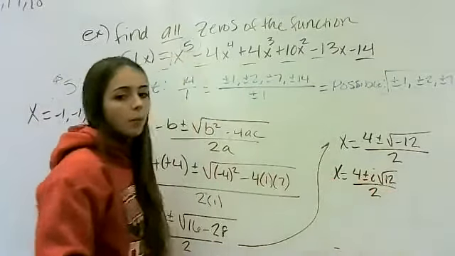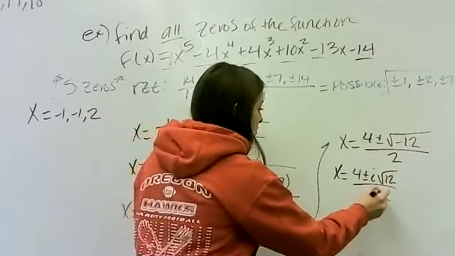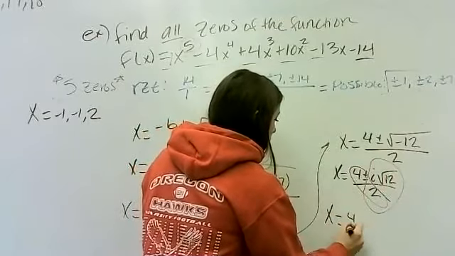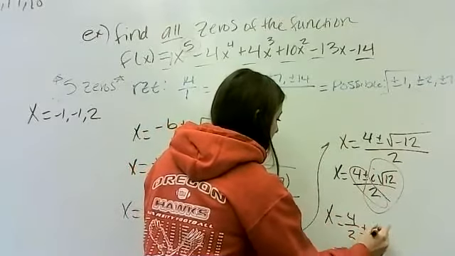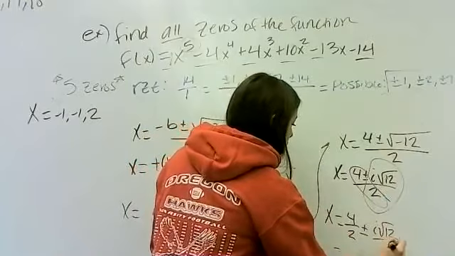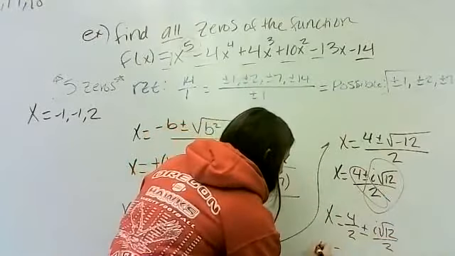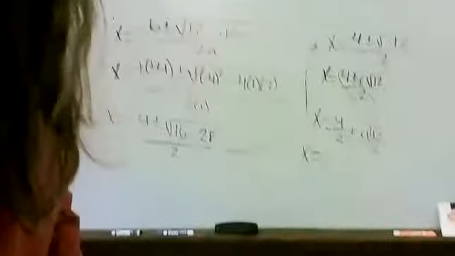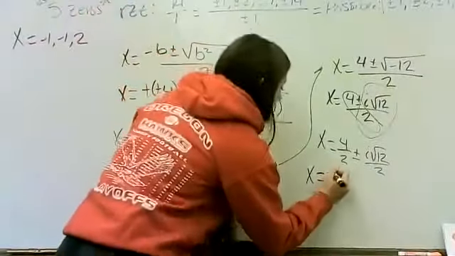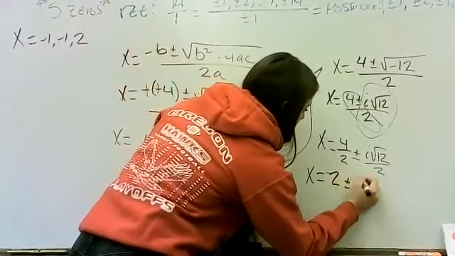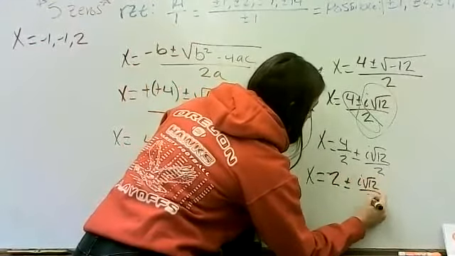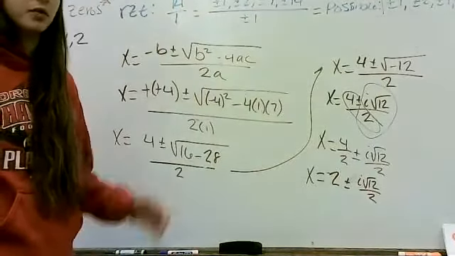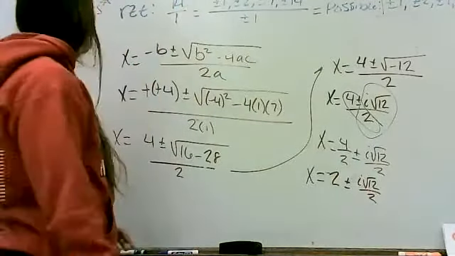So we could break this up one more step, right? Take this fraction over this fraction to get x equals 4 over 2 plus or minus i root 12 over 2, giving us a final x value of 2 plus or minus i root 12 over 2. You could simplify this. If you did the honors topics, you'd be able to simplify that radical. I'm okay with you not doing it though.